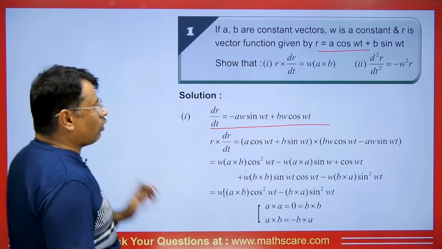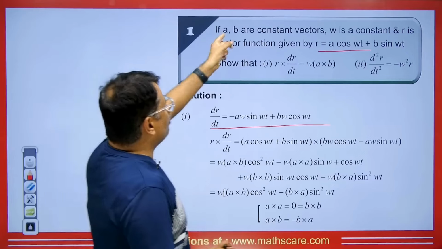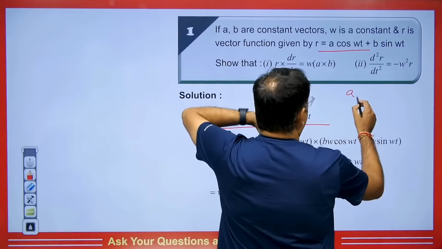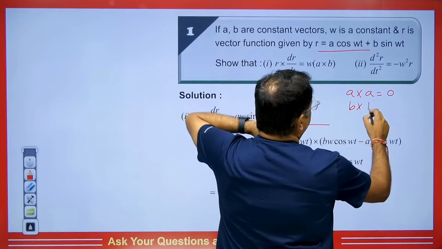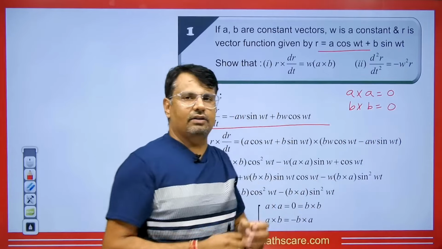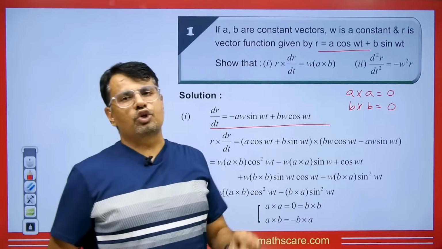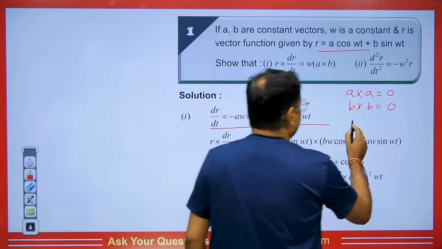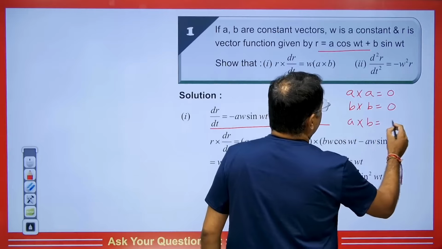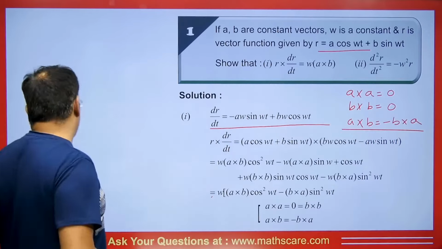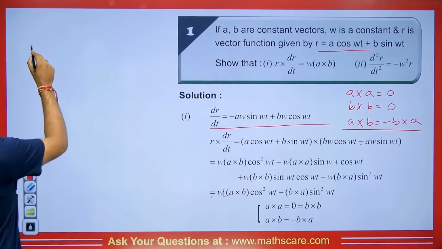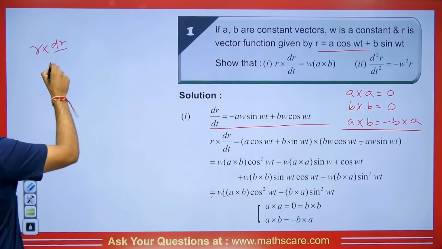We need to understand that whenever we calculate a cross product, this A and B are constant vectors. We need to pay attention that the value of A cross A will be 0. The value of B cross B will be 0. Whenever we calculate a cross product, A cross A will be 0 and B cross B will be 0. Understand one more thing, that if I reverse this, A cross B will be minus B cross A. This is a relation that you need to remember. I'm calculating its value. We need to calculate R cross dr by dt.